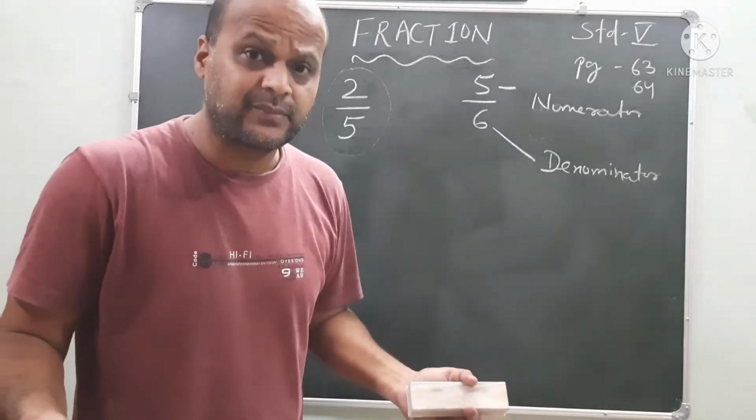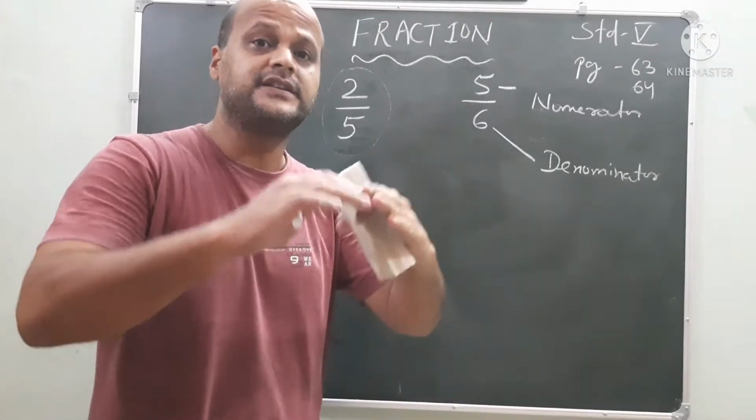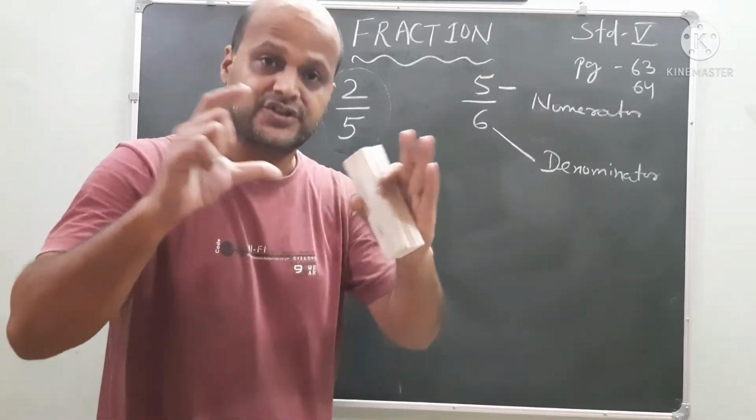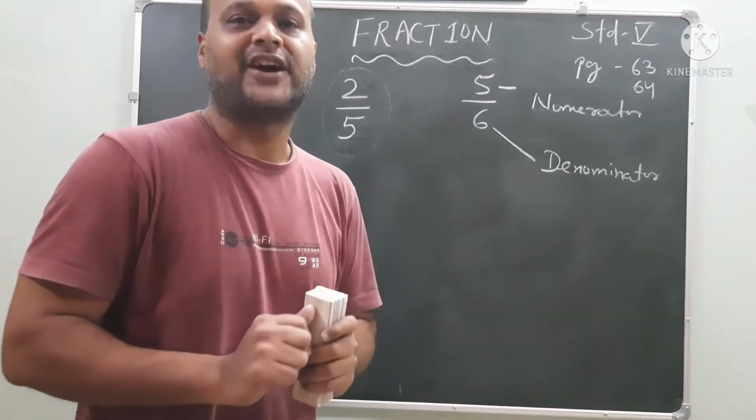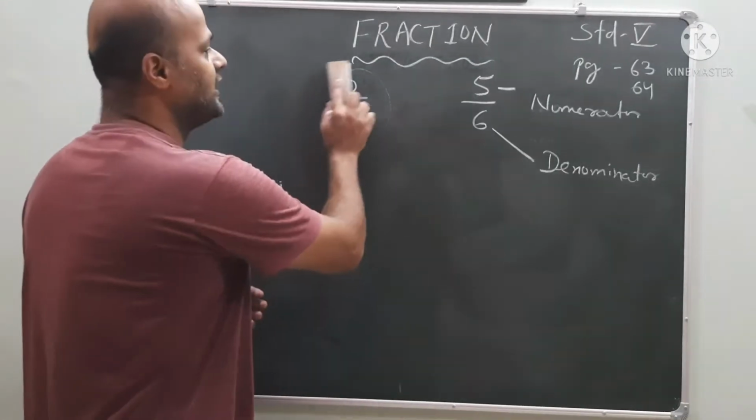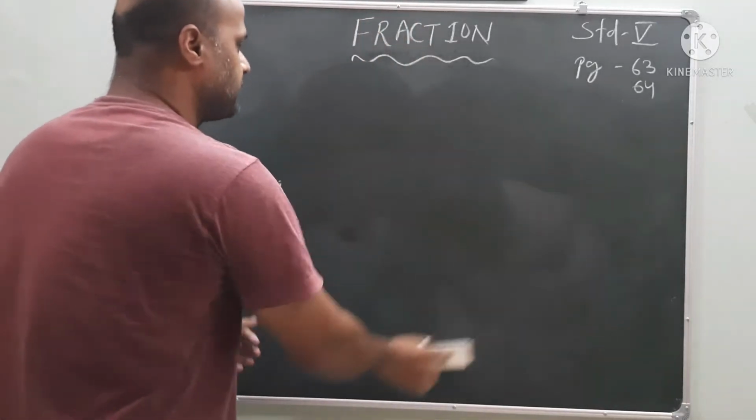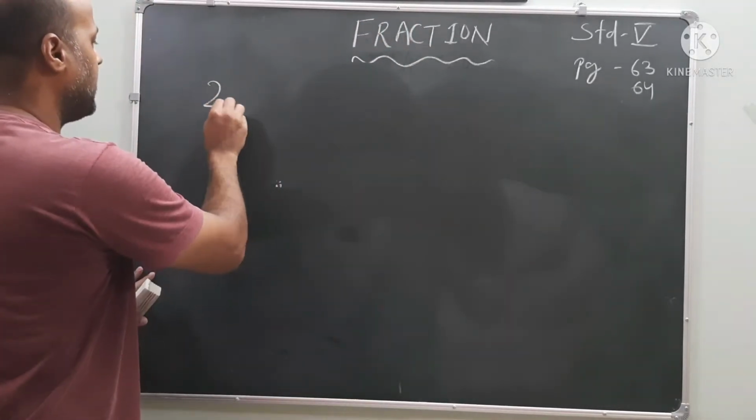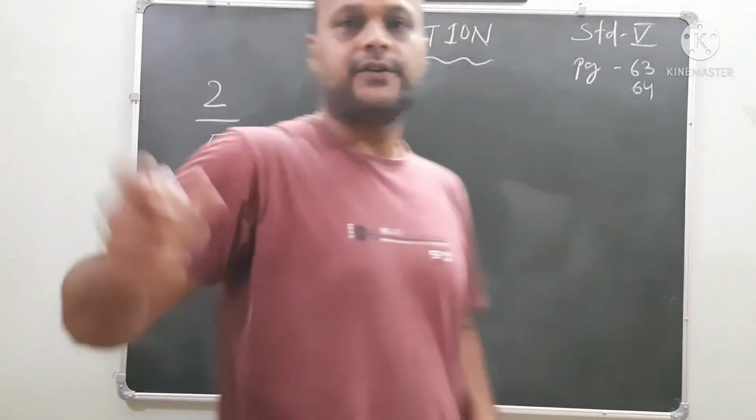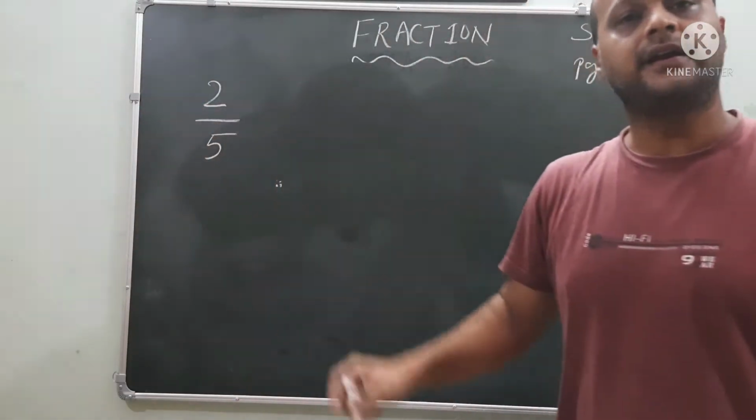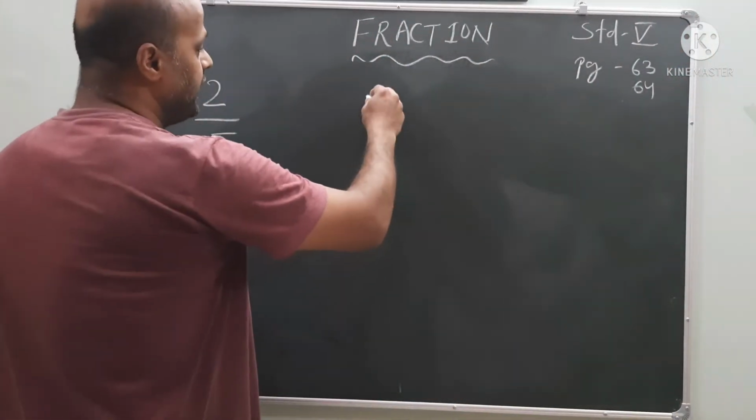But the question is, how will we recognize the fraction if it is in pictorial form, picture form? It is a simple one. Don't be confused. I will tell you in the pictorial form. So take the first example. I have taken 2 by 5. So let's draw an example.